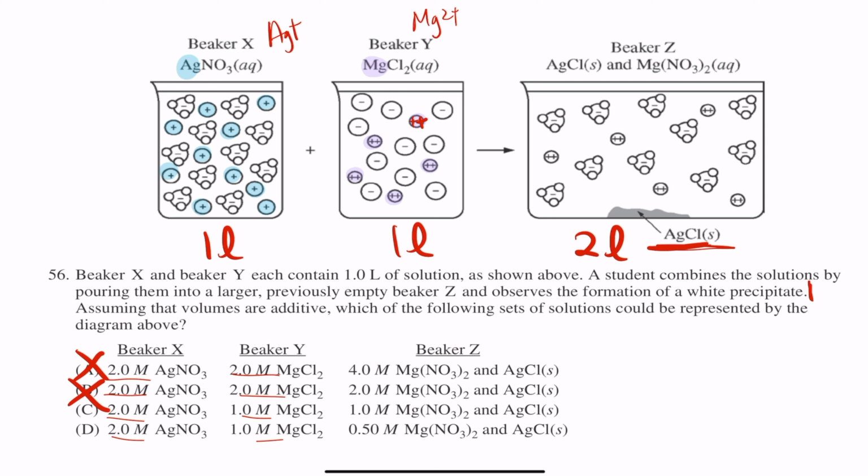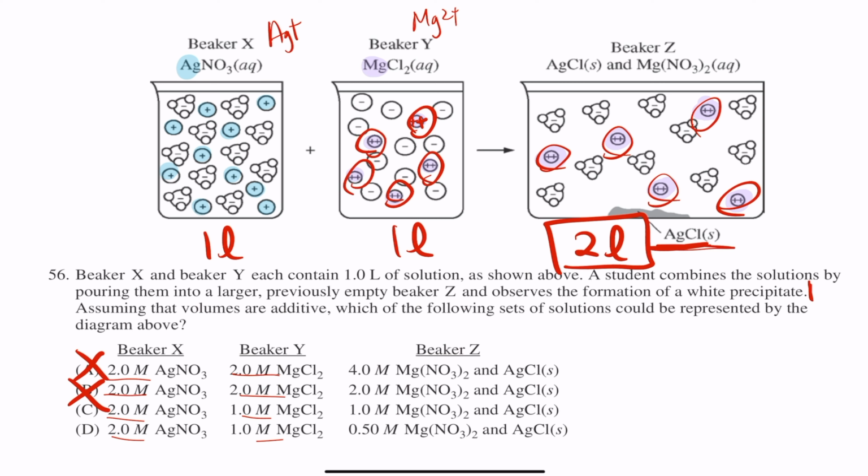Once again, you just have to look at the overall concentrations in your beaker Z. Think of it this way. I'm just going to look at, just because I noticed these magnesiums once again in the beaker Z, I'm just going to notice those and take a look. You literally have the exact same number of moles of the magnesium ions floating around, but now you are in 2 liters, right?